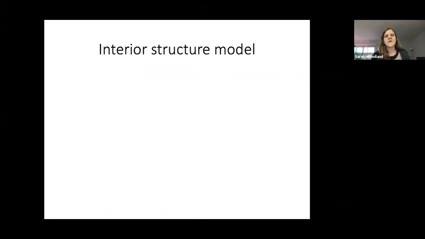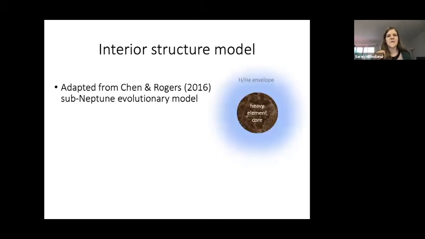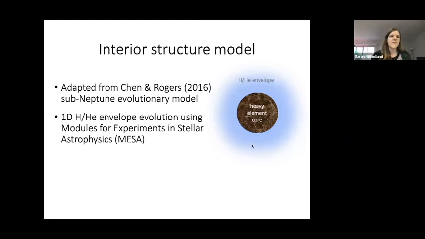So with this observation of larger average radii for planets wide of these mean motion resonances, which we expect to have large dissipation from obliquity tides, we can examine whether this obliquity tide hypothesis offers a consistent explanation for these observations. To address this, I built onto a sub-Neptune evolutionary planet model that was developed by Chen and Rogers 2016. The model consists of a spherically symmetric planet with a heavy element core and a gaseous envelope dominated by hydrogen and helium. And the envelope is evolved using the MESA stellar evolution code.